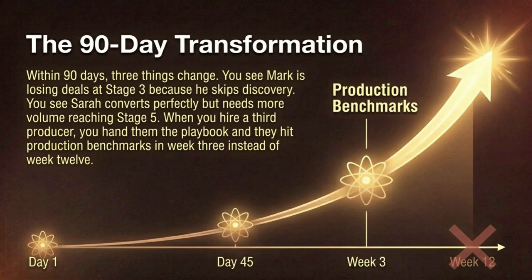You can see exactly where Mark is losing deals, which turns out to be stage 3, because he skips the deeper discovery questions. You can see Sarah is converting at the same rate as Mark on the leads that reach stage 5, which means her closing skills are already there, she just needs more leads getting to stage 5. And when you bring on a third producer, you hand them the playbook on day 1 and they hit production benchmarks in week 3 instead of week 12. That is what standardization buys you. Visibility, predictability, and the ability to fix what is actually broken instead of guessing.